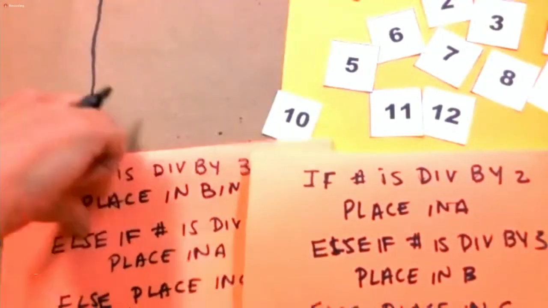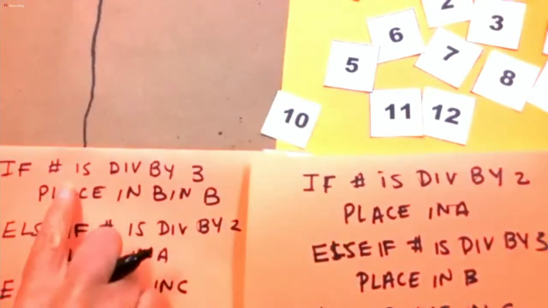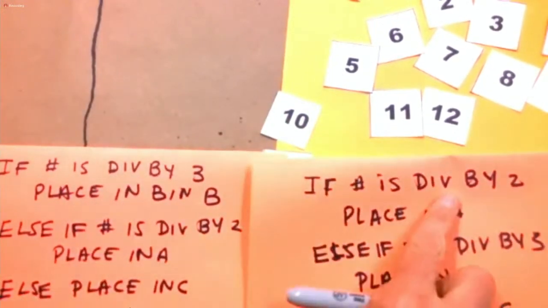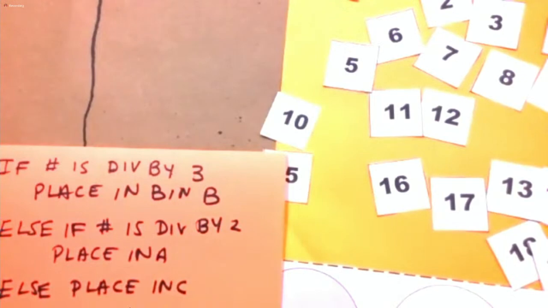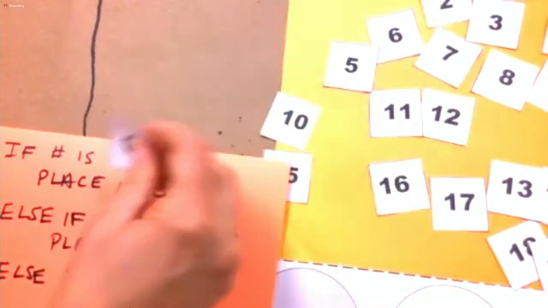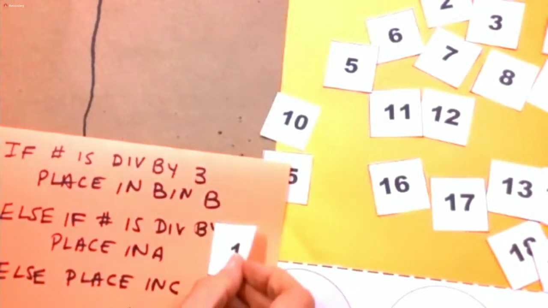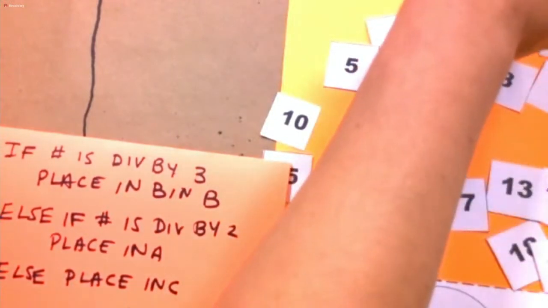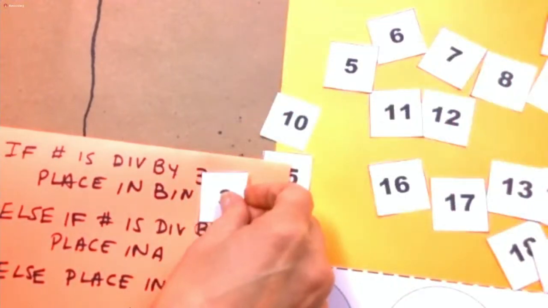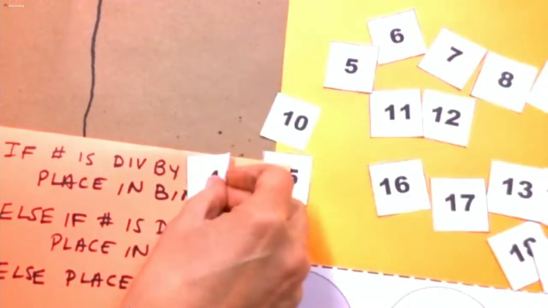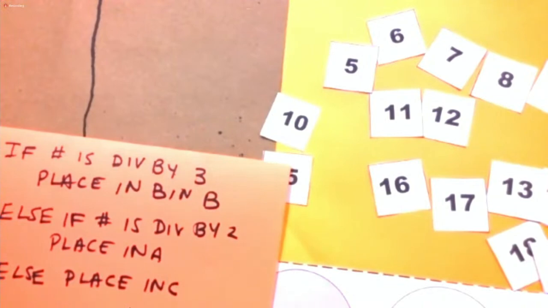And again, the difference here between what we did last time and what we're doing this time is this time we're looking if it's divisible by 3 first. Last time we looked if it was divisible by 2 first. Same numbers there. So here we go. And we're going to do this a little bit faster. All right, 0. Is it divisible by 3? Yes, it goes in bin B. 1. Is it divisible by 3? No. Divisible by 2? No. Goes to C. 2. Divisible by 3? No. Divisible by 2? Yes, goes in A. 3. Divisible by 3, goes to B. 4. Divisible by 3? No. Divisible by 2? Yes, goes directly to A.